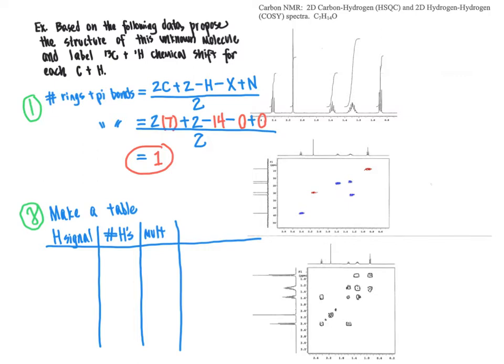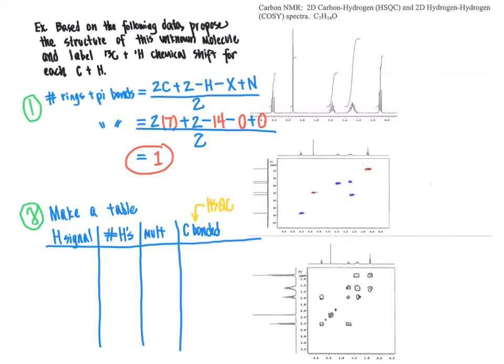Then I am also, in this chart, going to put in the carbon that is directly bonded. And we will gather that information about which carbon is directly bonded there based on our HSQC.